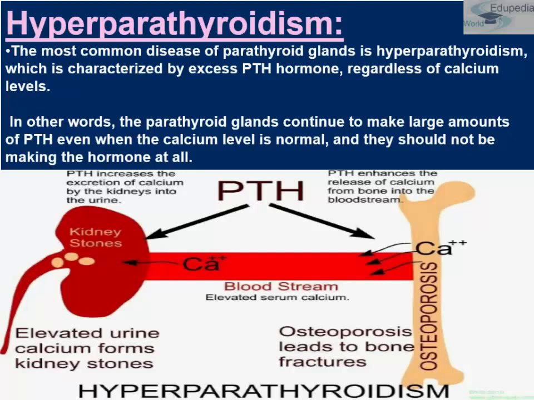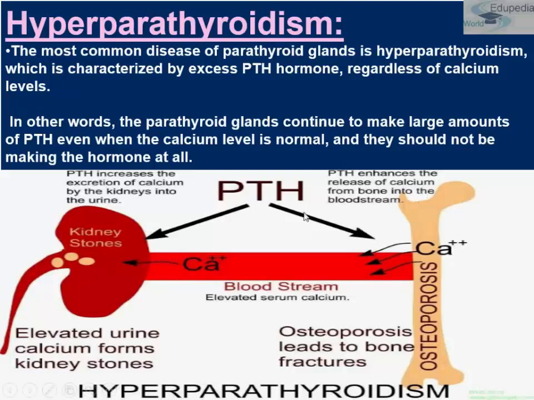As we know, PTH increases the excretion of calcium by the kidney into the urine. See, this is the kidney, this is the ureter. Calcium is going to the kidney, so PTH increases the excretion of calcium by the kidney into the urine. Elevated urine calcium forms kidney stones. See, these are the kidney stones. And PTH also enhances the release of calcium from the bone into the bloodstream.